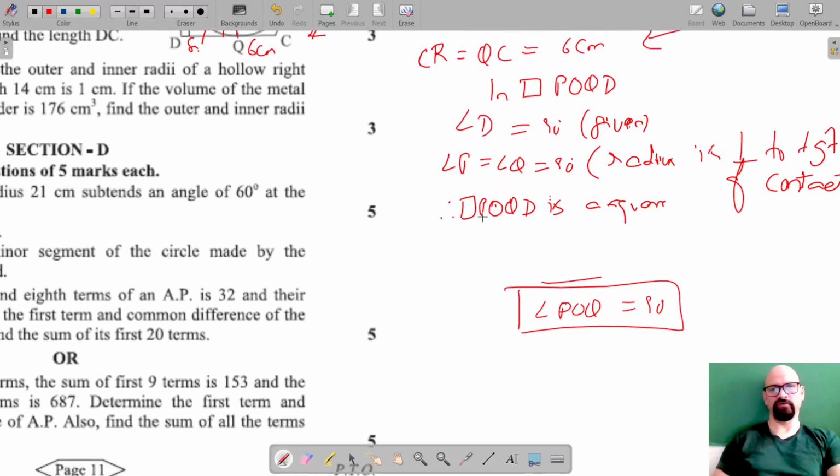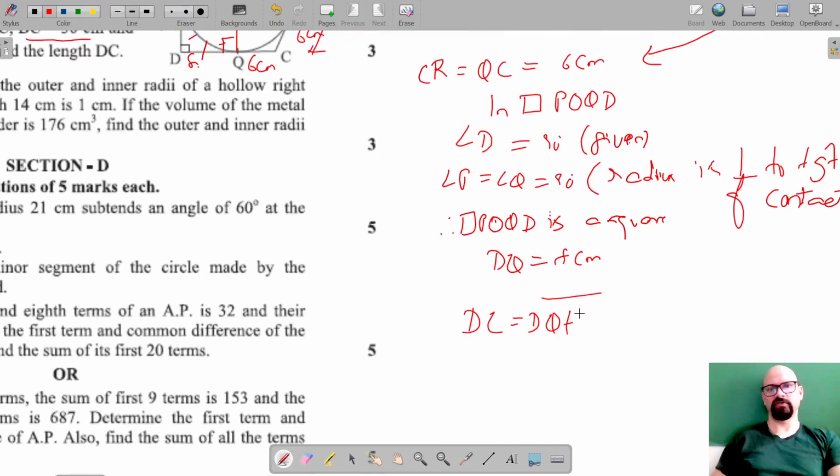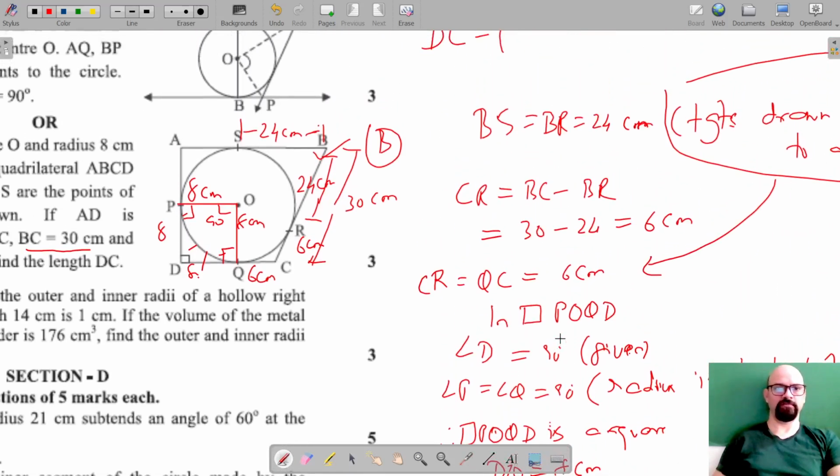So that means DQ is equal to 8 centimeters. And if DQ is equal to 8 centimeters, now we can easily find out DC, which is DQ plus QC, and DQ is 8 plus 6 is equal to 14 centimeters. So DC is 14 centimeters.